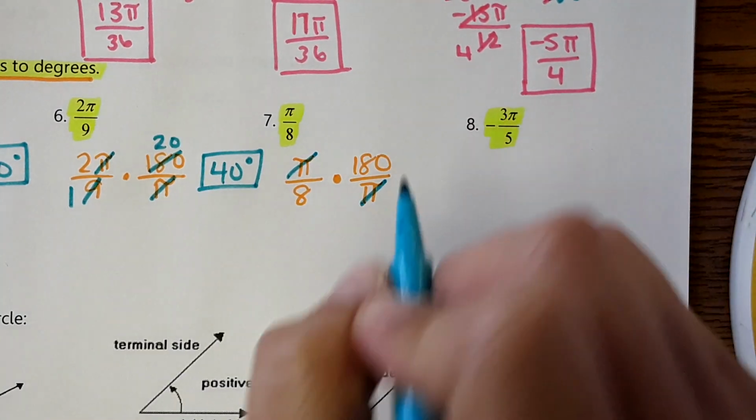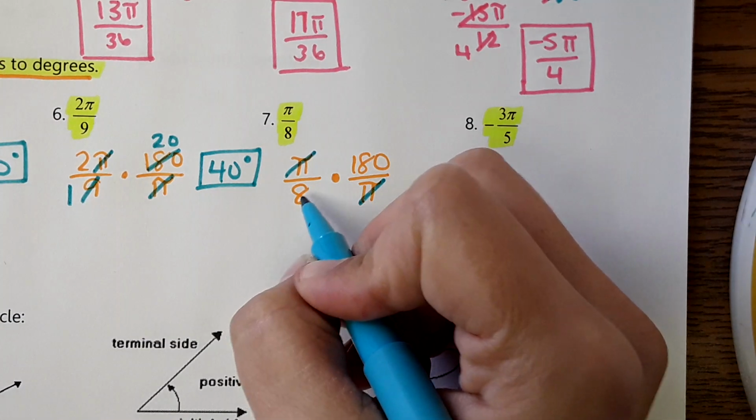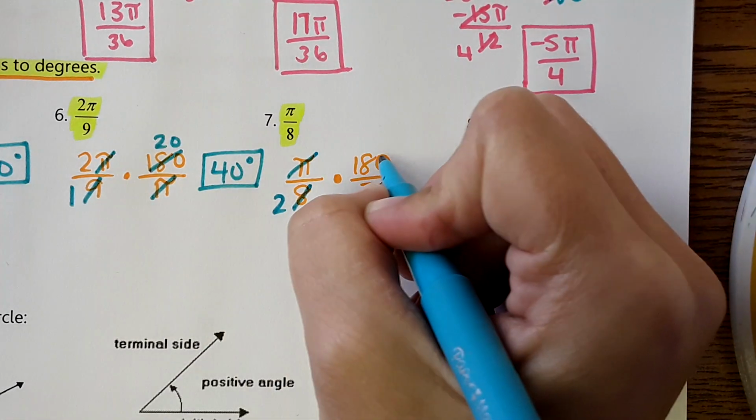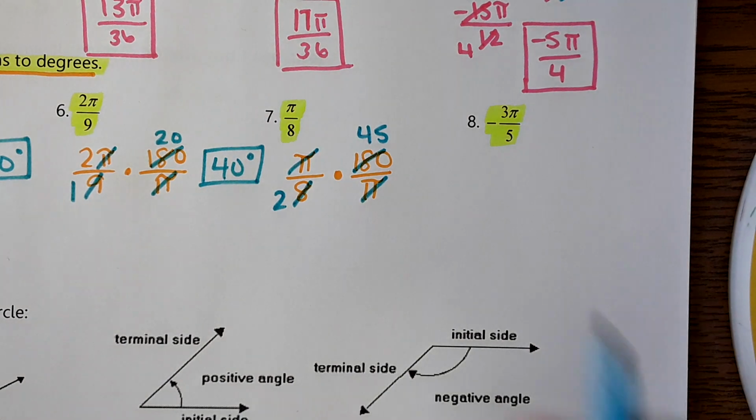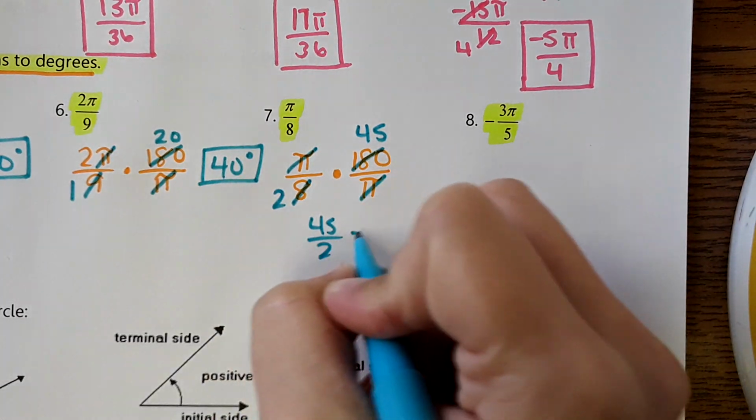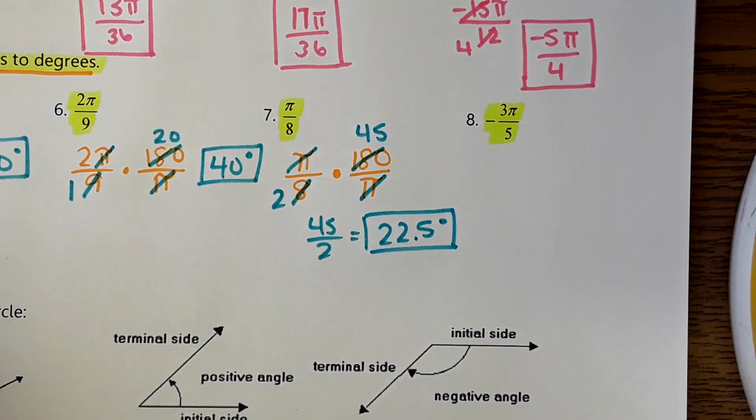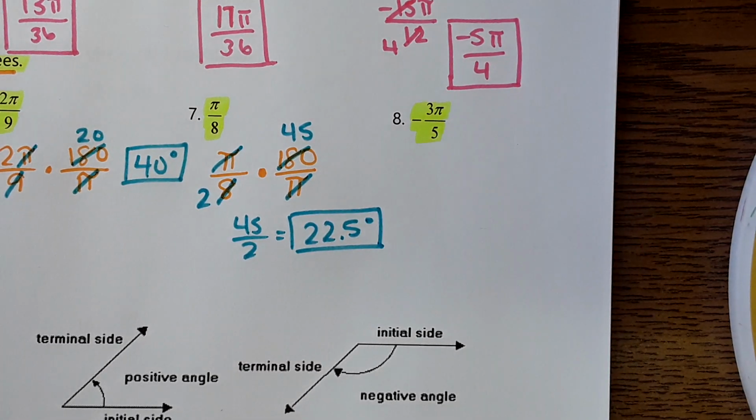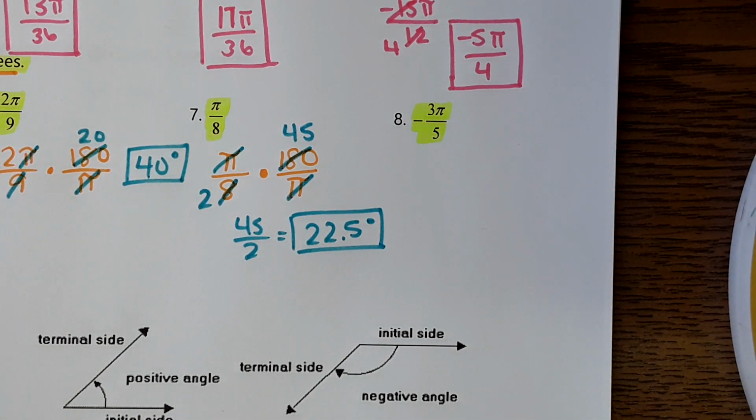The pi's cancel. 8 and 180. 180 can't be divided by 8, unfortunately, but they both can be divided by 4. So divide this by 4 to get 2. Divide this by 4, we get 45. And then 45 over 2 divides to 22.5 degrees. Yes? Could you just do 180 divided by 8 just to get 22.5? Yes, you could.